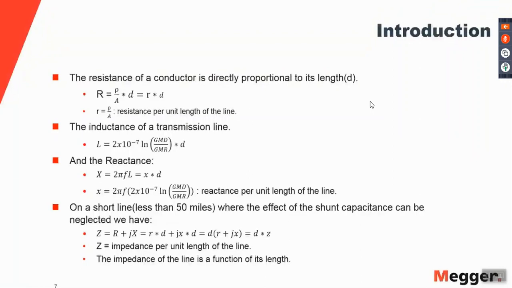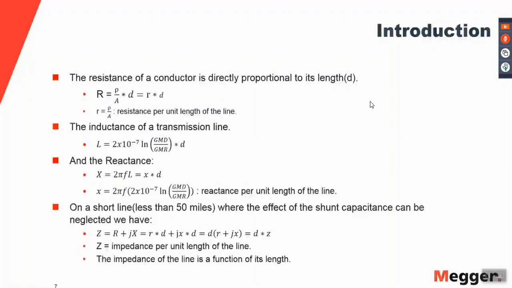Then we can put it all together, and we can say that, for instance, in a short line where we can neglect the effect of the shunt capacitance on the line, the impedance, which is equal to the resistance plus the reactance as a complex number, can be expressed as the distance times the per unit length impedance of the line, which means that the impedance of the line is a function of its length.